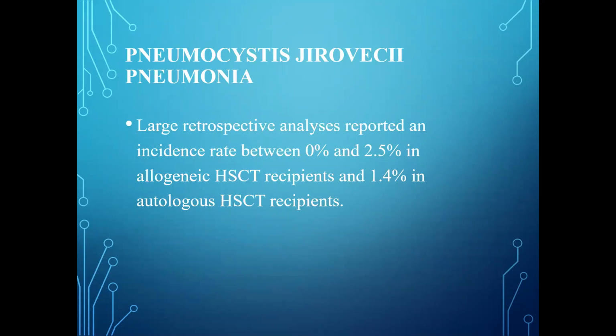And now, Pneumocystis jirovecii pneumonia. A large analysis reported an incidence rate between 0 and 2.5% in allogeneic HSCT recipients and 1.4% in autologous HSCT recipients.